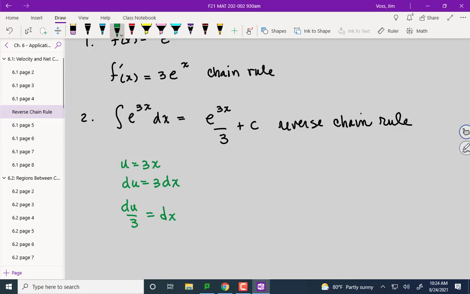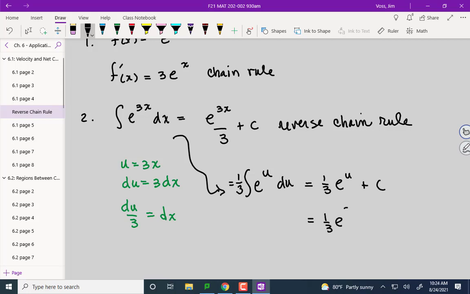And that's going to give us an integral of e to the u, and dx is du over 3, and the over 3 can be thought of as a division by 3 out in front. And that gives us the integral of an exponential is just itself. But then we have to do our back substitution, 3x. So there is our justification as to why reverse chain rule will work. It works when the exponent is linear. Only when the exponent is linear.